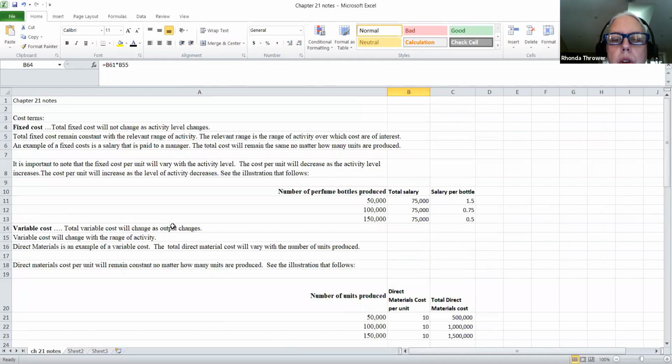Now, what I want to do next is go to Cengage and share with you the first problem in chapter 21, which is problem 21-1B. So hold on just a minute with me. I'm going to stop sharing this, go back to sharing the screen, and go to Cengage to do that.